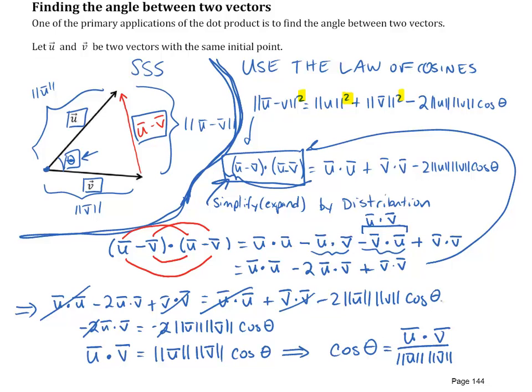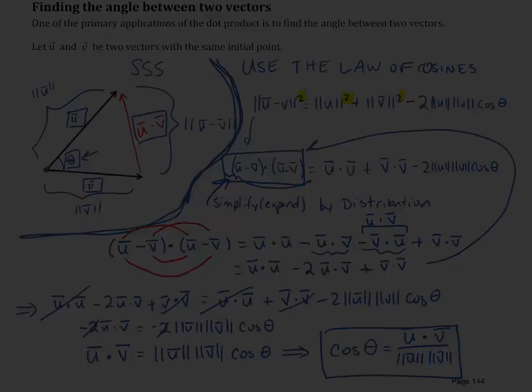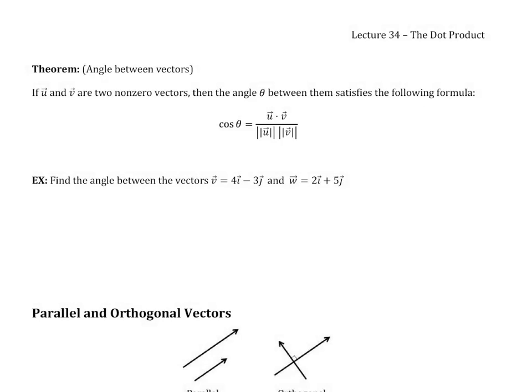This is the form we usually leave our formula in, but that is the formula that gives us the angle between two vectors. So here's the theorem we just basically proved and derived the result for. If u and v are two non-zero vectors, then the angle between them satisfies this formula right here. So let's use that to find the angle between the two vectors.